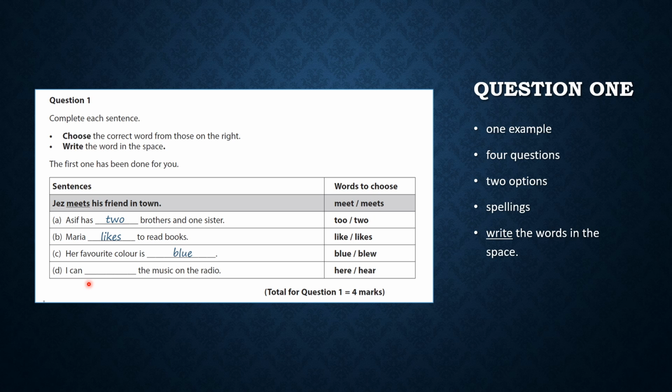Now looking at D, I can blank the music on the radio. The options here are hear or here. Again, a homophone question. So we know I can hear, we're thinking about music, we're thinking about radio, we're thinking about sound. So here, H-E-A-R. And you may want to pause the video if you want to check out the meanings of the words that weren't the answer.